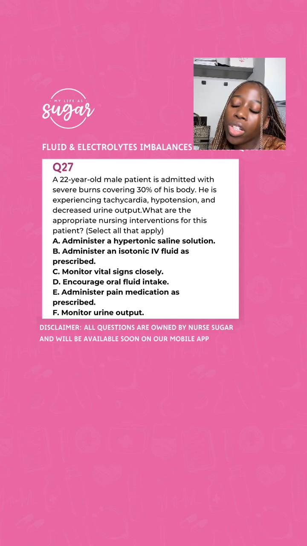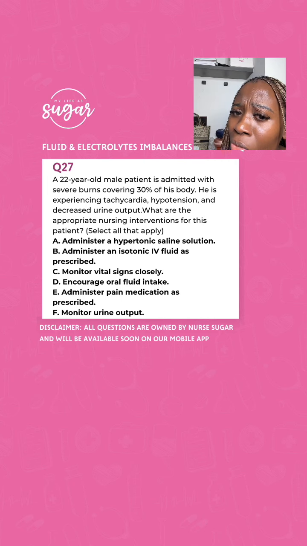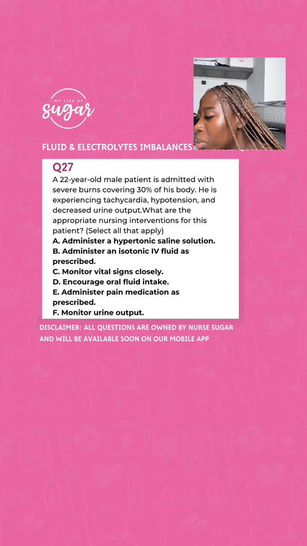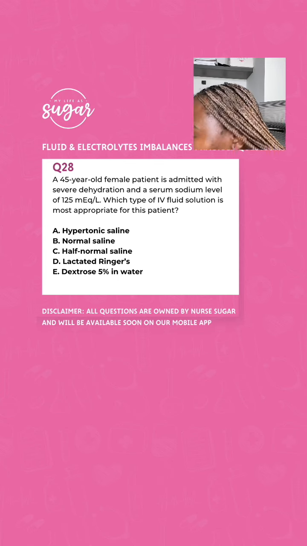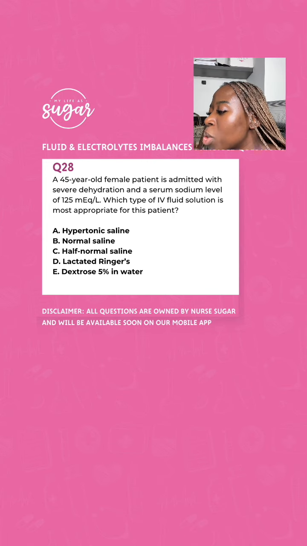You want to really be careful with that. You don't want nothing by mouth, especially with 30% of his body. You know, we don't want to do that. The answers are B, C, E, and F. Okay, 45-year-old female, right, admitted with severe dehydration and serum sodium level of 125. What type of IV? I think we already had this question before. I think we did.